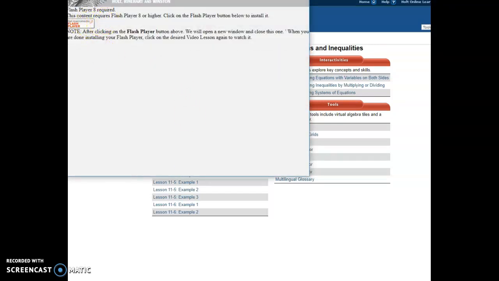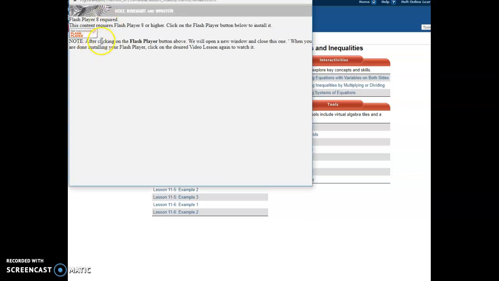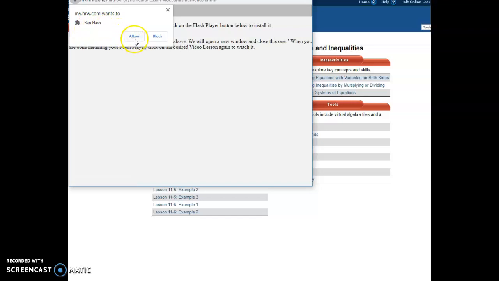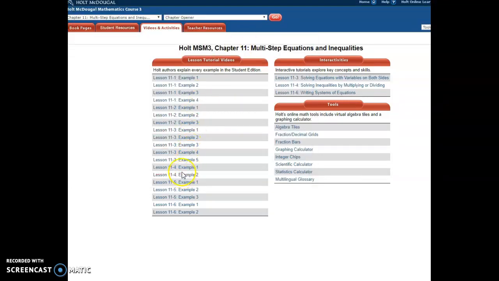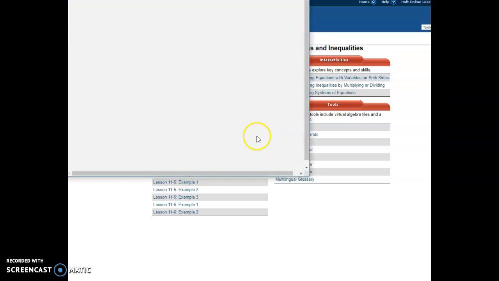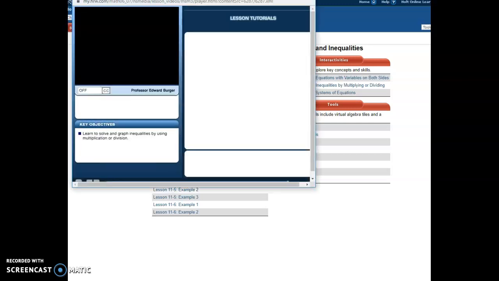If you click on this and it says Flash Player, click Flash Player and hit Allow. If it doesn't have this pop up, then click Manage and turn off pop-up blockers and then go back through this again and then click Allow this time. Nothing will happen, so I'm going to close it again and do it again. And then it should work.